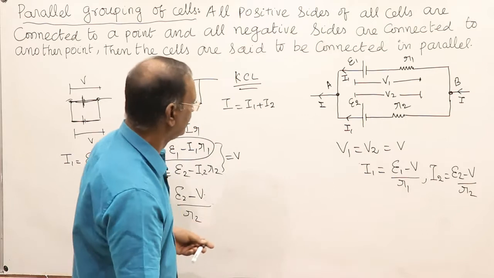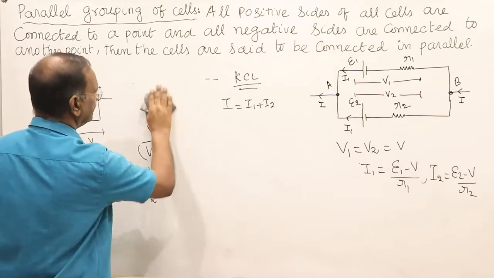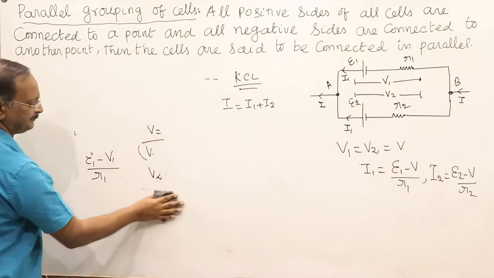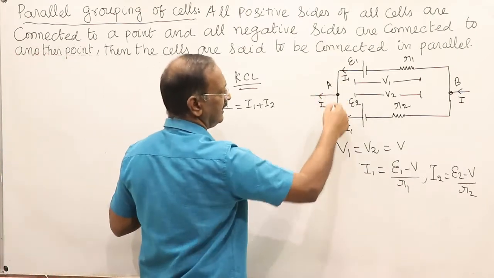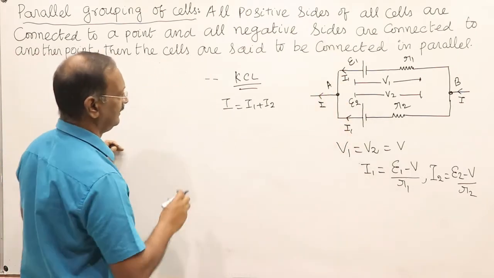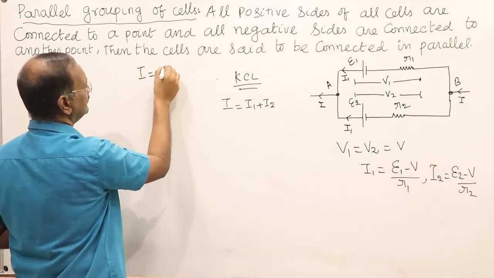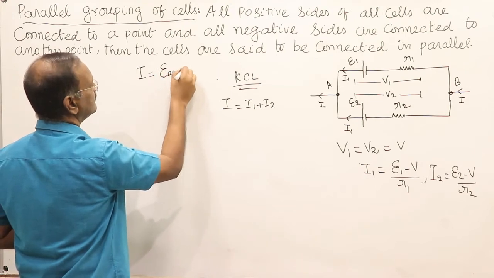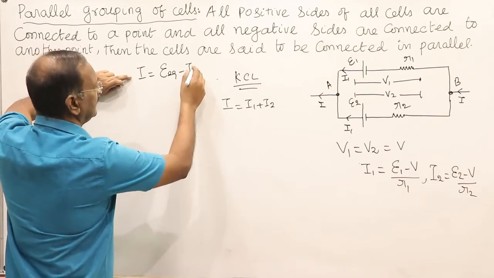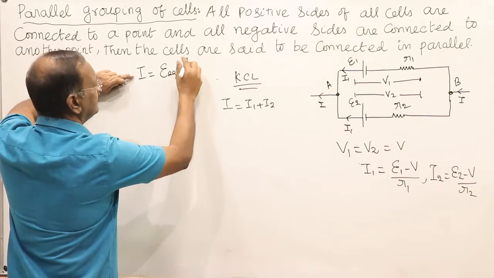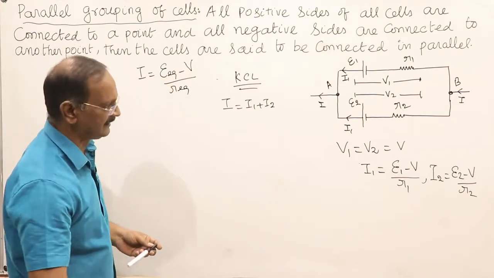With the help of KCL we have written this equation. Since I is equal to I1 plus I2, we can write I is equal to the equivalent EMF minus the terminal potential V, divided by the equivalent resistance R equivalent. We are going to see this later.